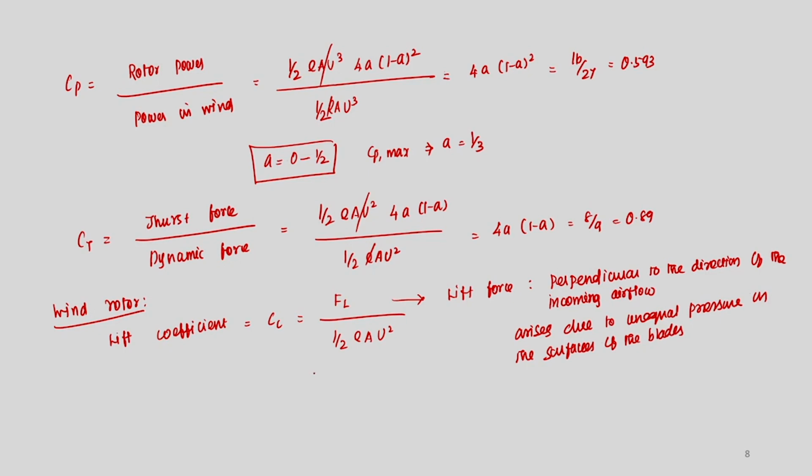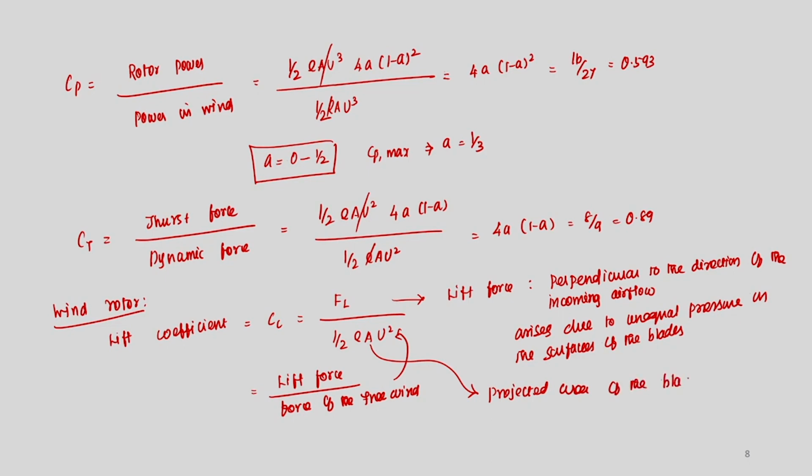So, this also can be defined as lift force upon force of the free wind. So, this total term is force of the free wind. So, what is this area? This u is free stream velocity, and area is nothing but the projected area of the blade facing the wind.